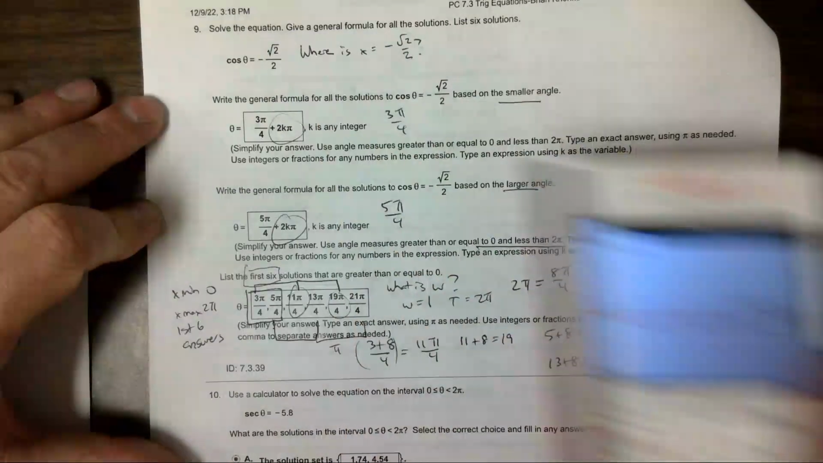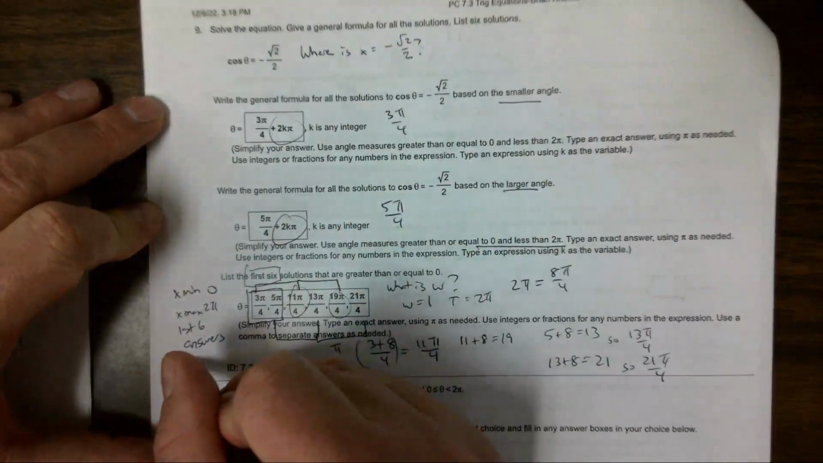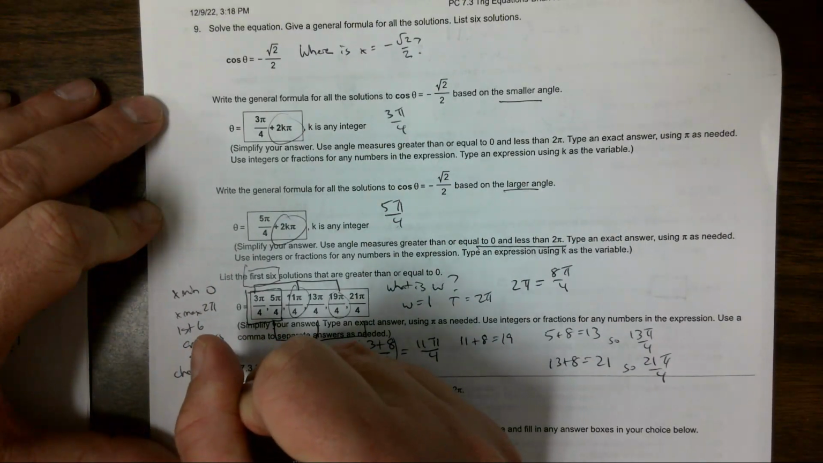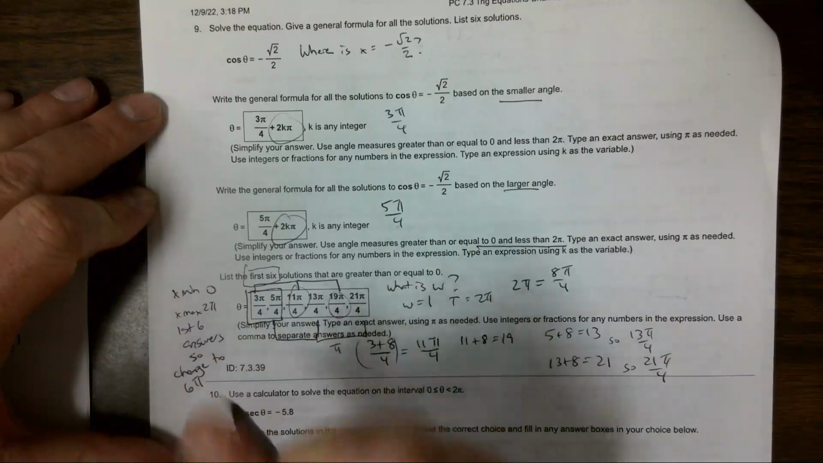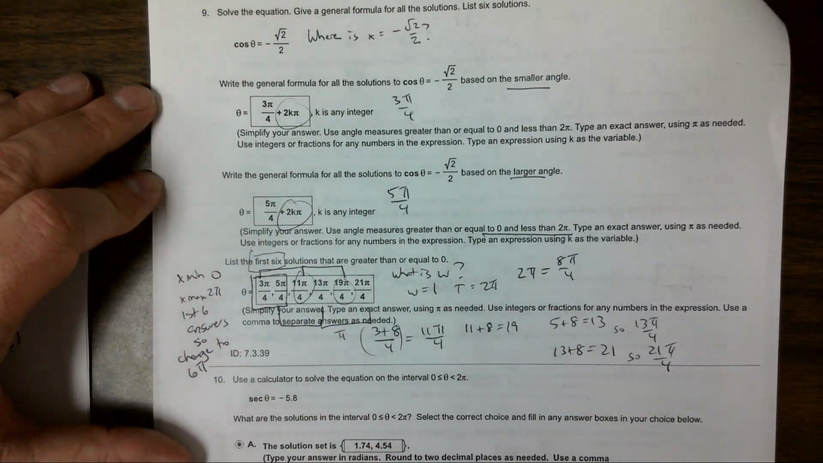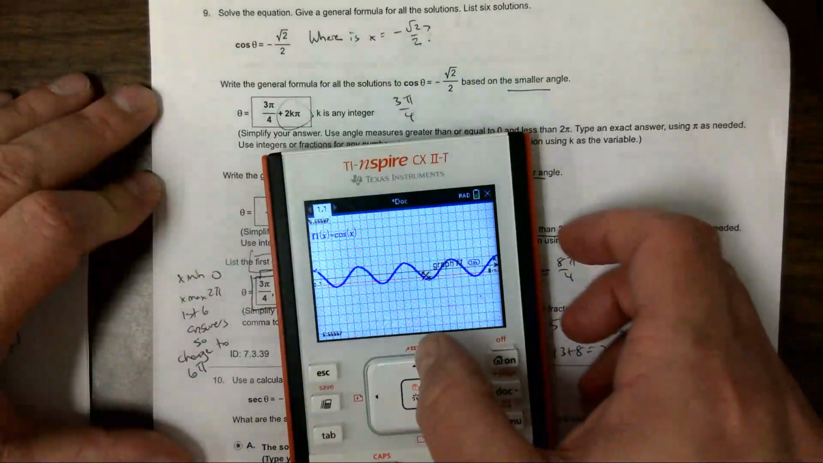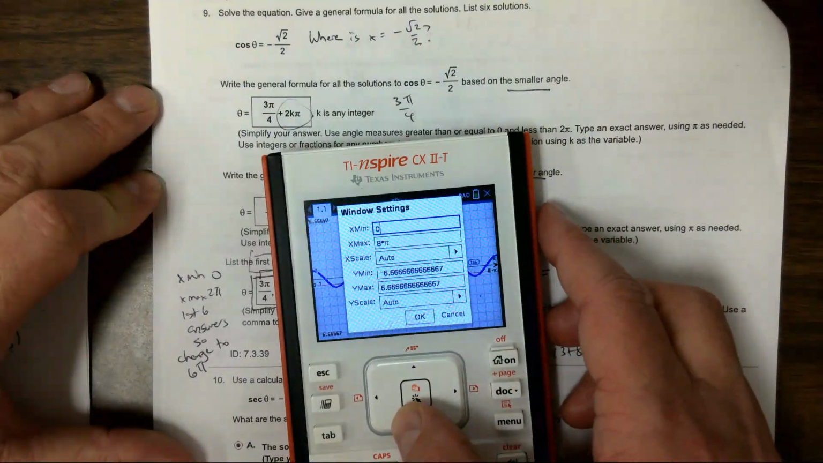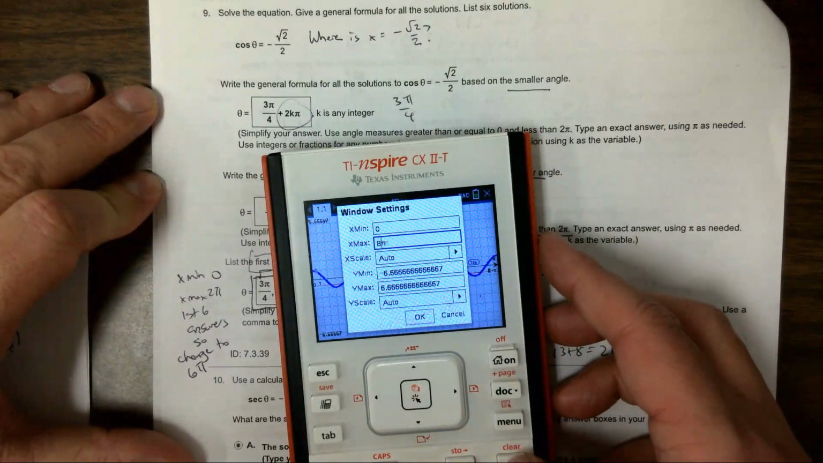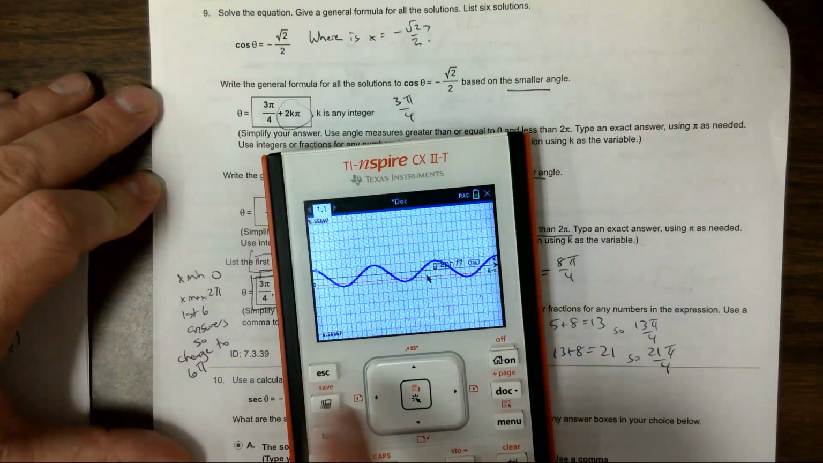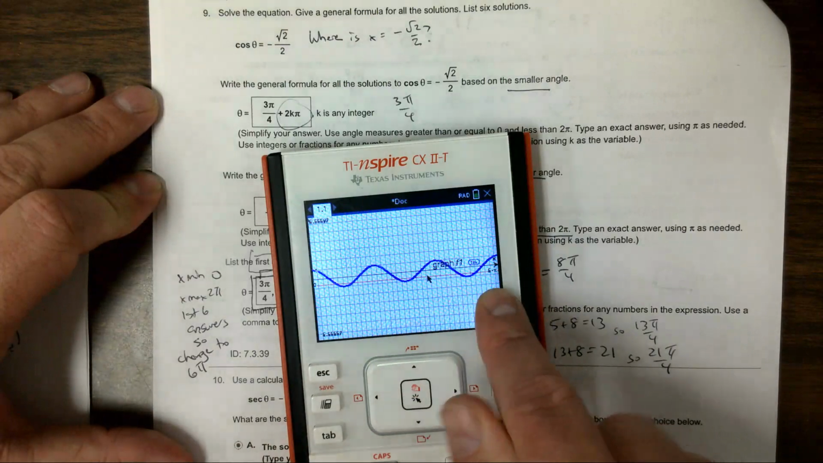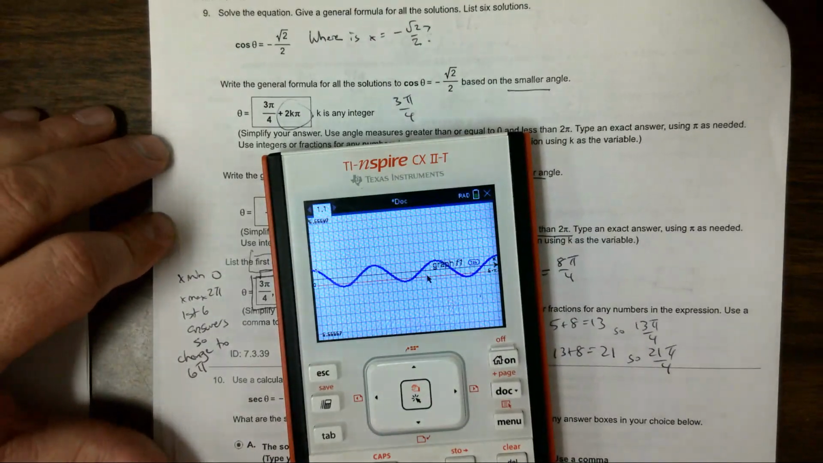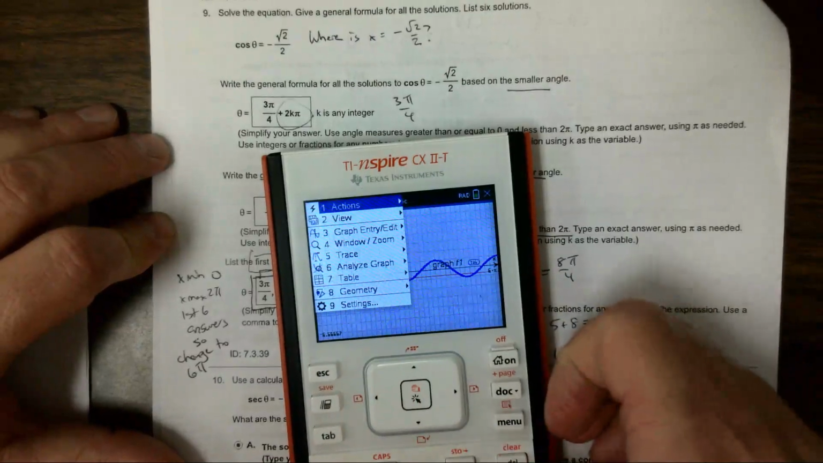I guess we could say, so change to 6 pi, not 8 pi. So if we change the window to 6 pi, we're going to see 1, 2, 3, 4, 5, 6 answers. That makes sense. Okay, but again, it's going to look weird with all the decimals.